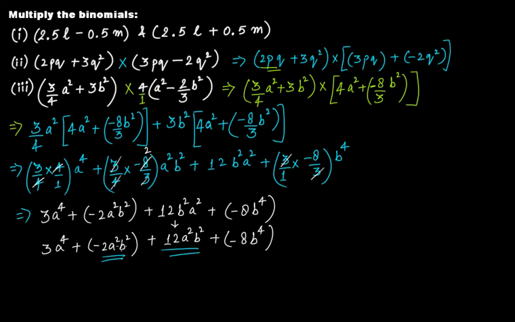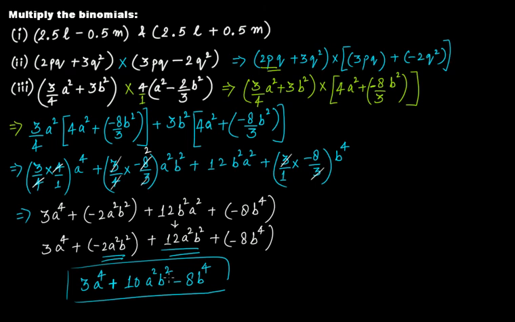these are actually like terms because a squared b squared is here and a squared b squared is here. That is like terms. You add them together, so minus 2 plus 12 is actually 10. So 10a squared b squared, then here you have minus 8b raised to the power of 4, and here you have 3a raised to the power of 4 and plus sign, because we have solved this as 10a squared b squared. This is your answer for this third one.